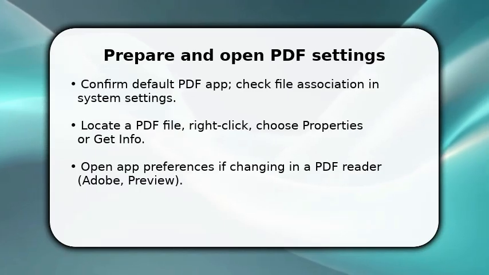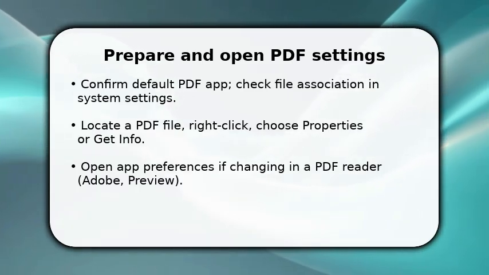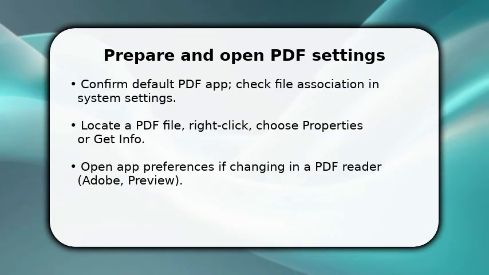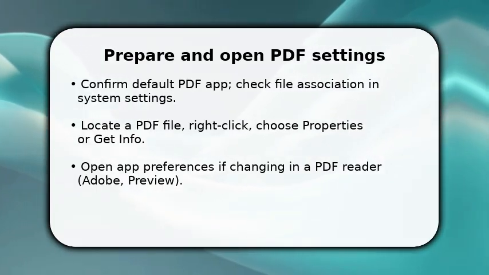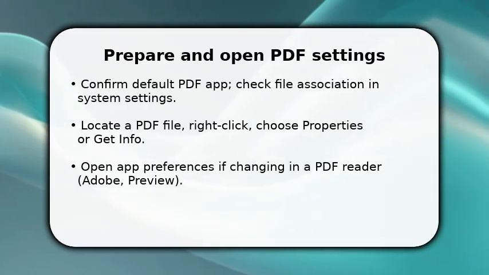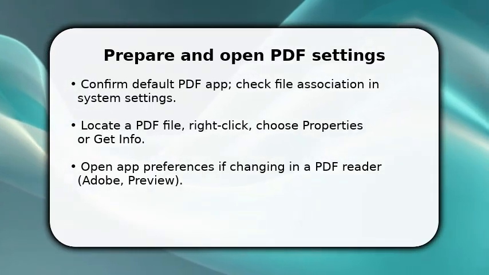You start by confirming the default PDF application so your changes take effect. Locate any PDF file and right-click or control-click to open Properties or Get Info. This directly links you to File Association controls.